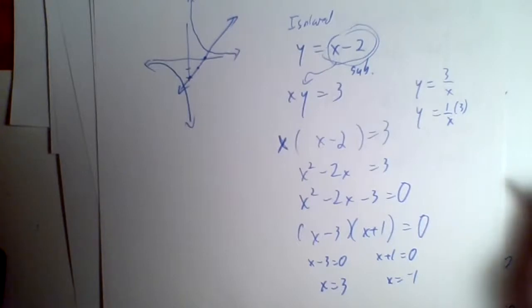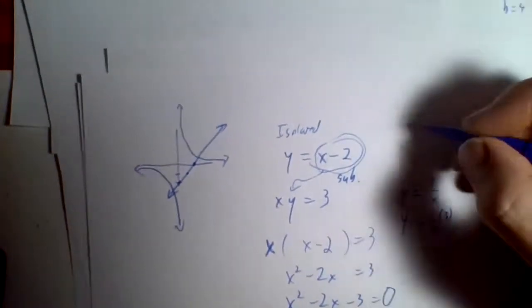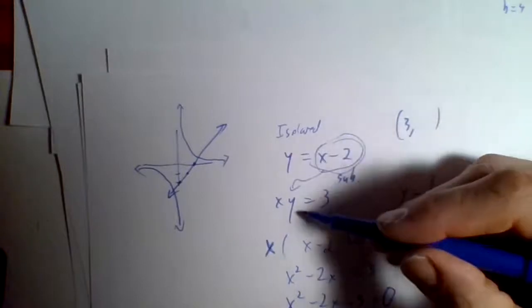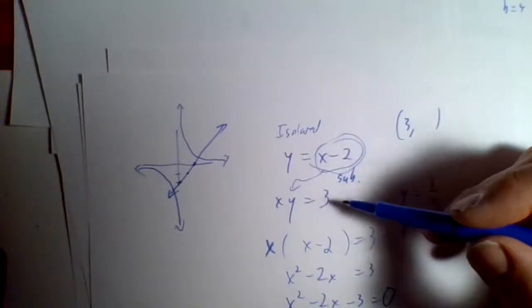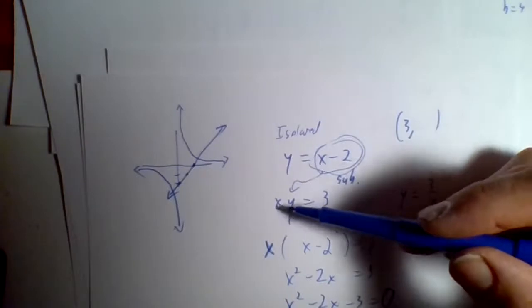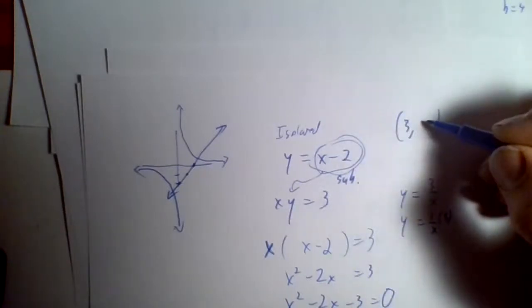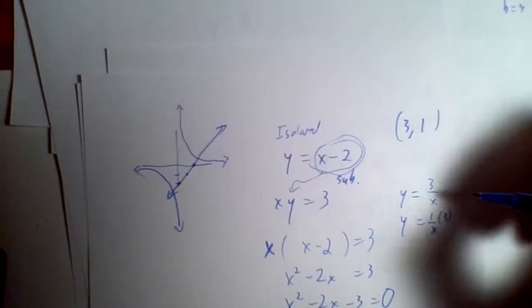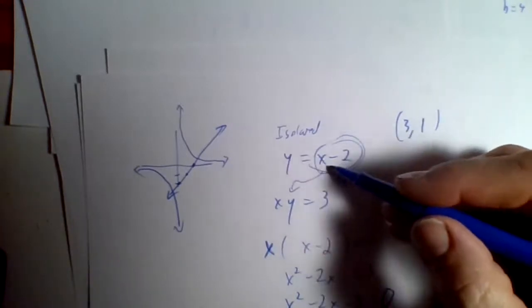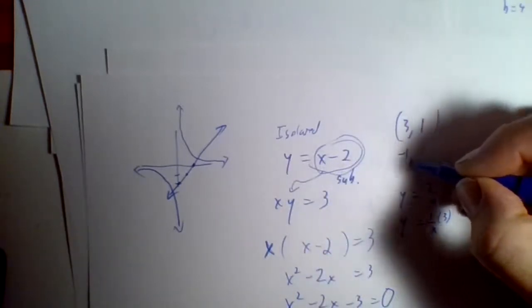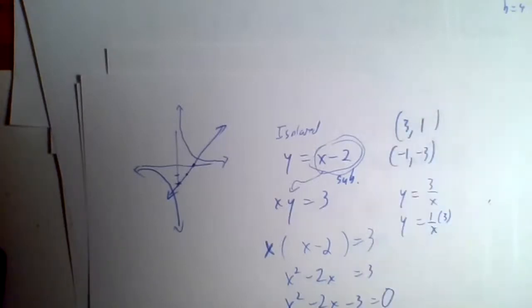But those aren't ordered pairs, right? My answers to these things have to be ordered pairs. If x is 3, then obviously y is going to end up 1. You can do that in either thing here. When x is 3, y is 1. That actually works in both of them. That's what we want to know. So that ordered pair works. If x is negative 1, y is negative 3. And that also works in both of those. They multiply to 3. So those are the ordered pairs that work there. Those are the solutions to that system.